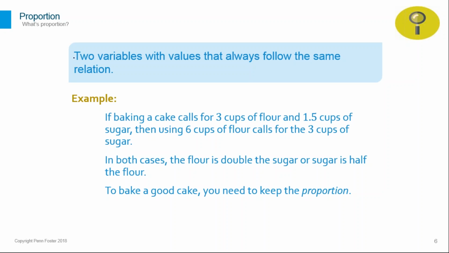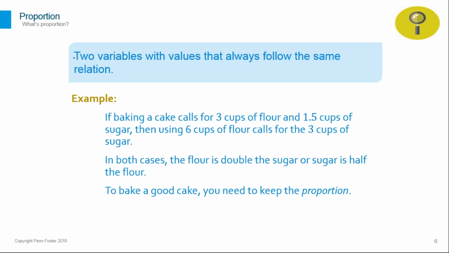If baking a cake calls for 3 cups of flour and 1.5 cups of sugar, then if you want to use 6 cups of flour, how many cups of sugar should you use to keep the same texture, the same flavor, the same everything on your cake? If you think about it, just common sense, you will say, oh, 3 cups of sugar, because when we use 3 cups of flour, we use only 1.5 cups of sugar. So if we double the amount of flour to make it 6 cups, then we have to double the amount of sugar as well. 1.5 cups times 2 is 3 cups of sugar.